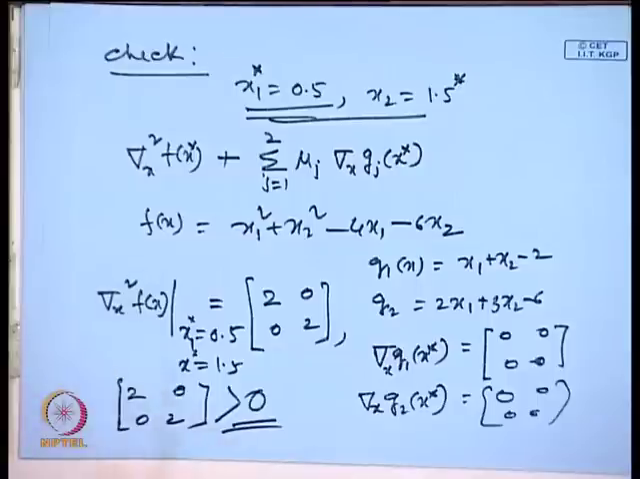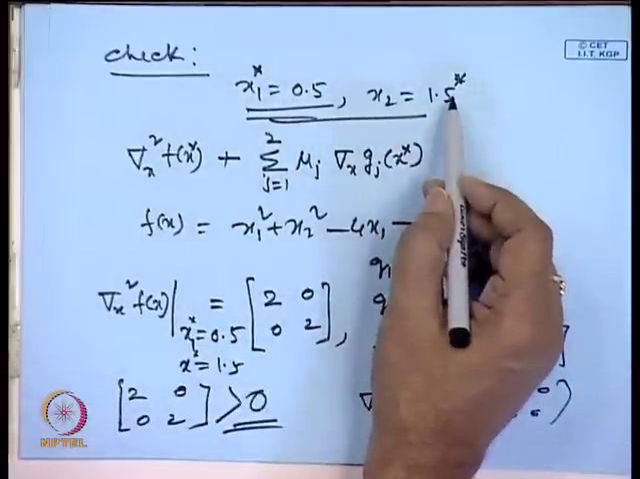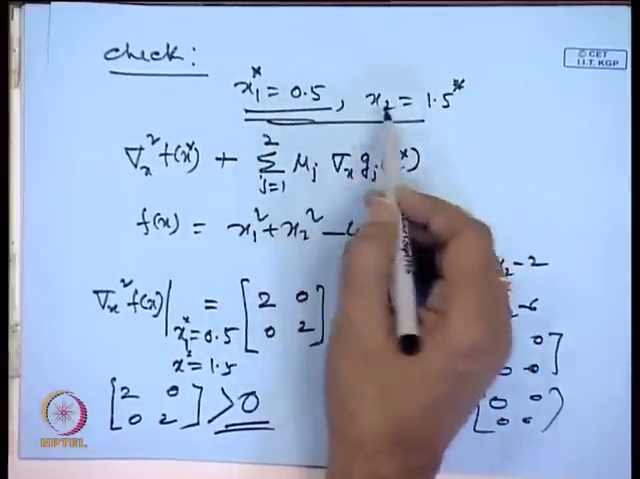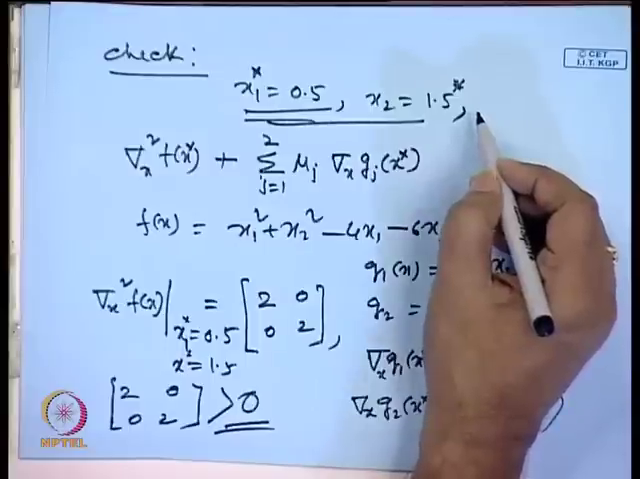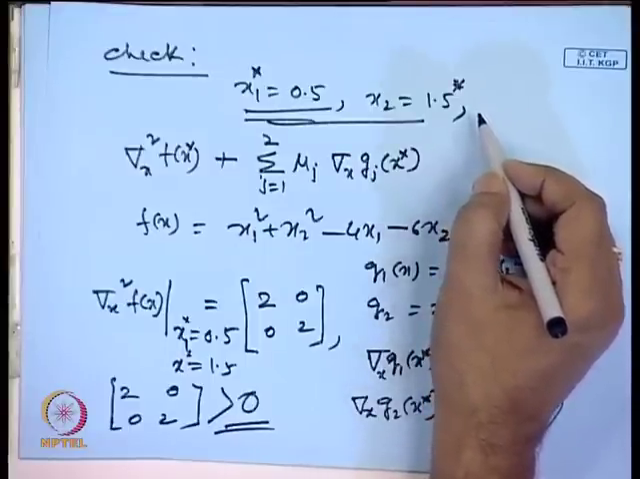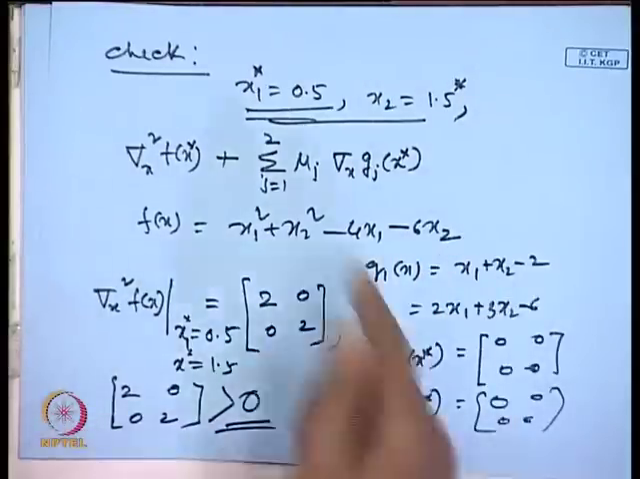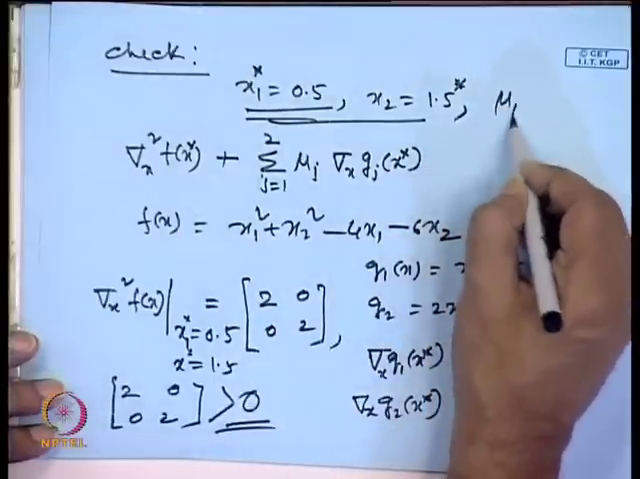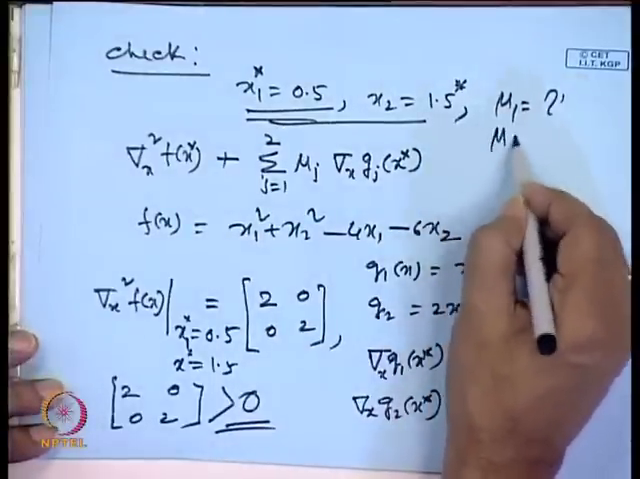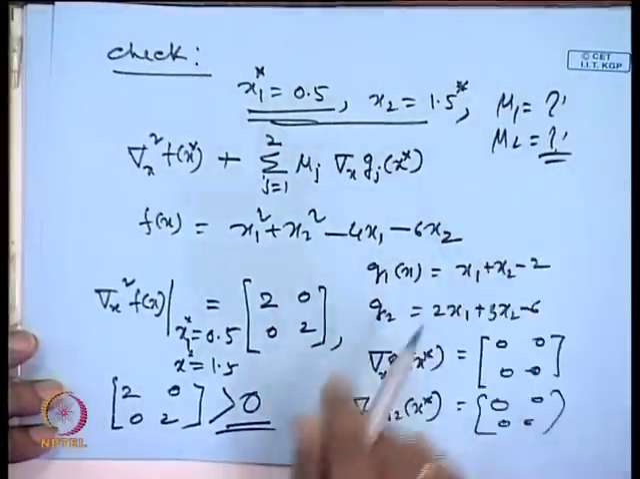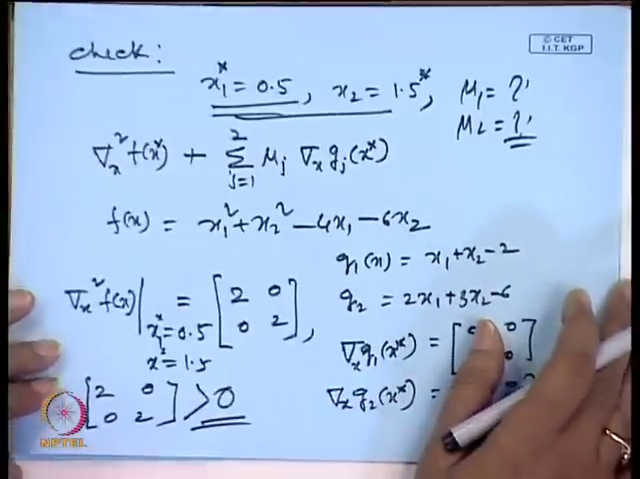So, our conclusion is we will get the optimum value, meaning the minimum value of the function, at this point. And the corresponding mu, if you recollect, mu 1 and mu 2 are both positive quantities. So, we will stop here.